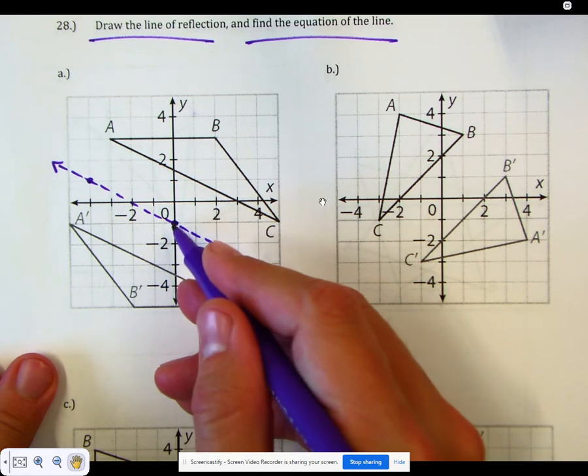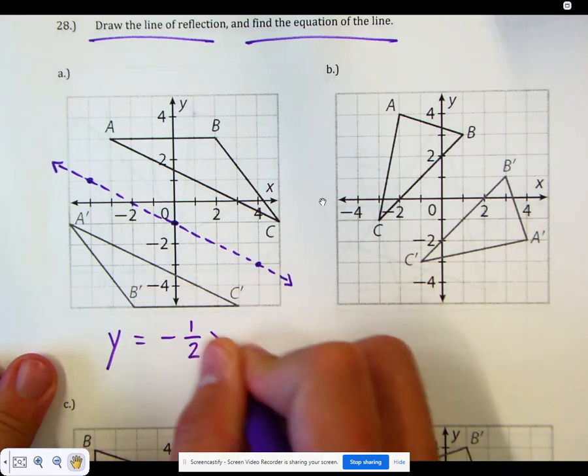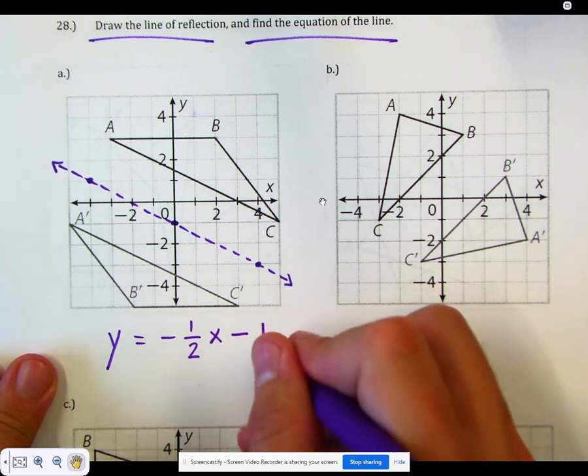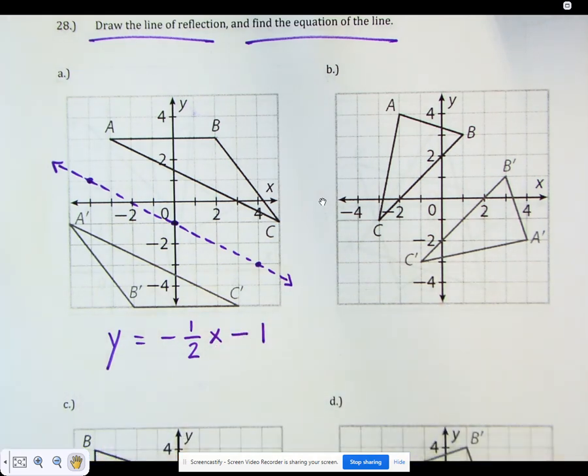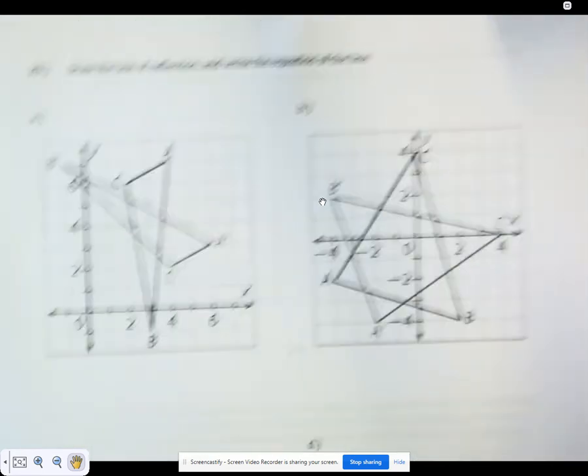And my y-intercept is -1. So the equation is y equals -1/2 x minus 1. So there's my line equation. Okay, so let's move on. There's a few more of those.